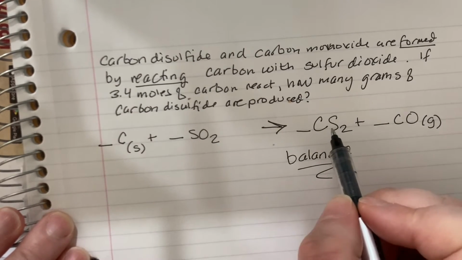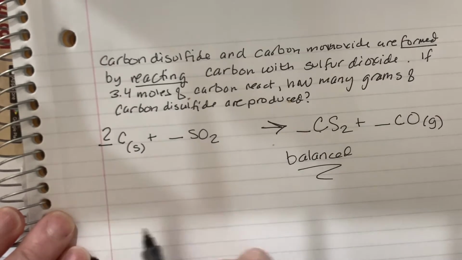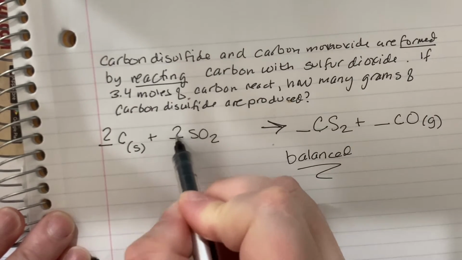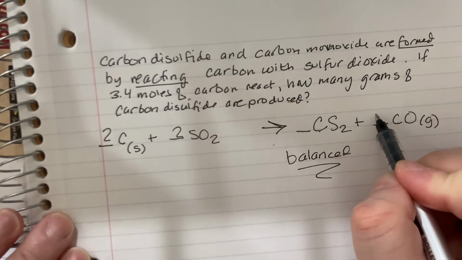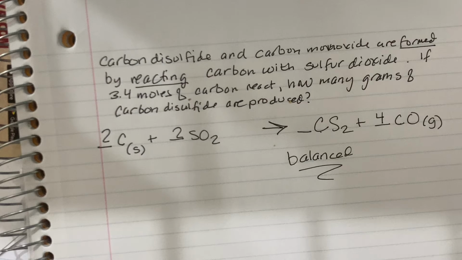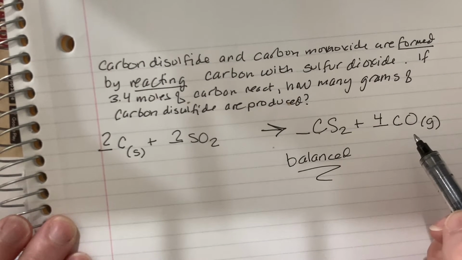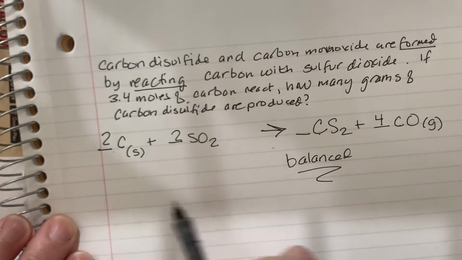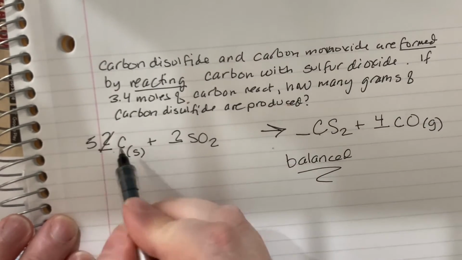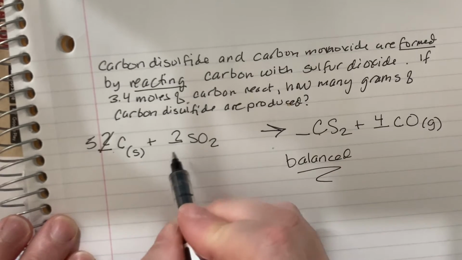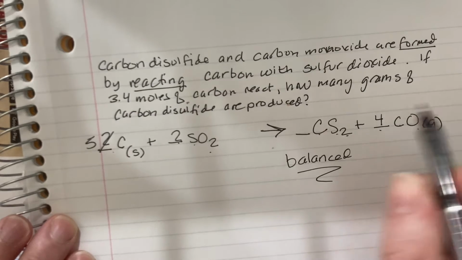So I have 2 carbons, 2 carbons, 2 sulfurs, 2 sulfurs, which gives me 4 oxygen. Okay, so that's going to throw off my numbers here, huh? So 4 for the oxygen. Am I going to be able to fix that? Let's find out. Okay, 2 carbons would now be 5 carbons. So 5 carbons, 5 carbons, 2 sulfurs, 2 sulfurs, 4 oxygen, 4 oxygen.